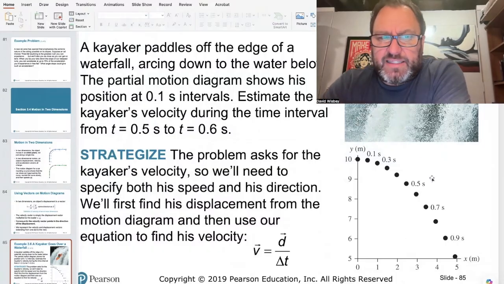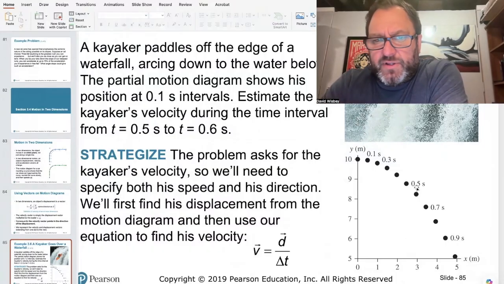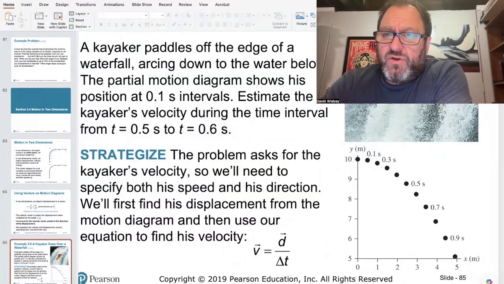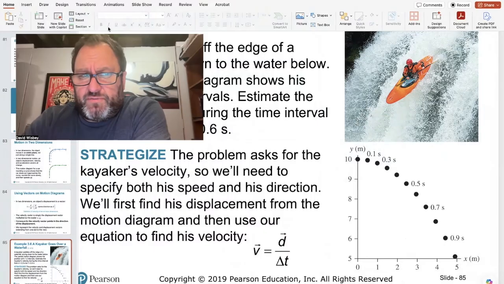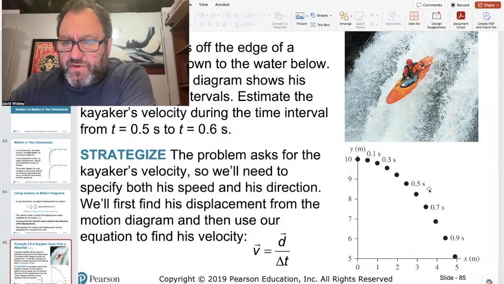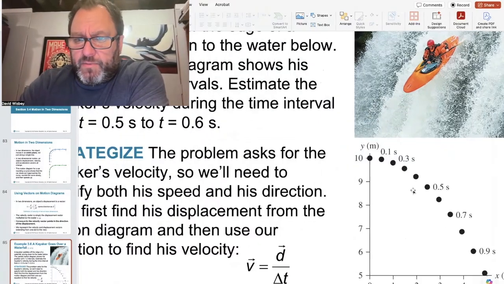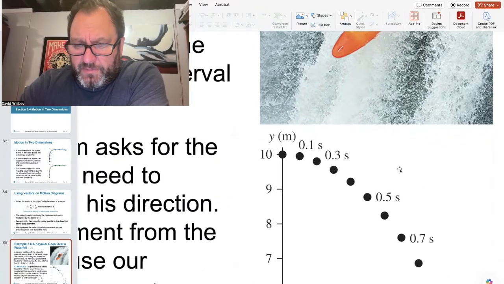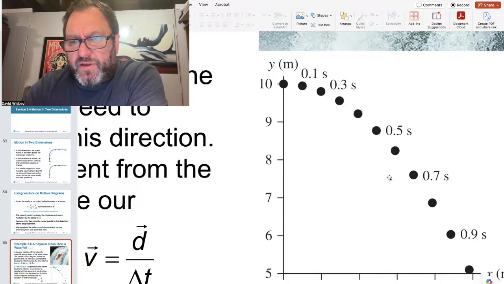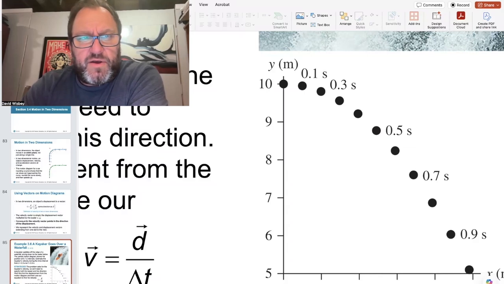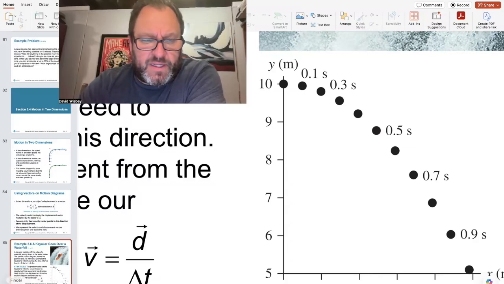All right, let's look at this. It says estimate the kayaker's velocity during the time interval from 0.5 to 0.6. Okay, kayaker flies off a cliff. He's a brave man. Okay, so here we go. I am going to zoom in on here. So he's going to fly off the cliff here, and we want to know what is his displacement between 5 and 6.